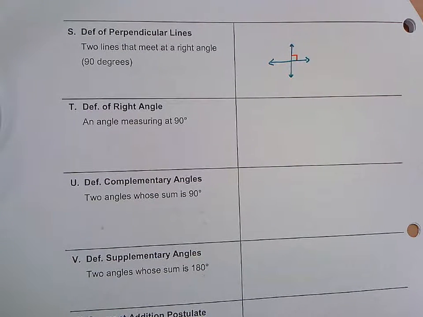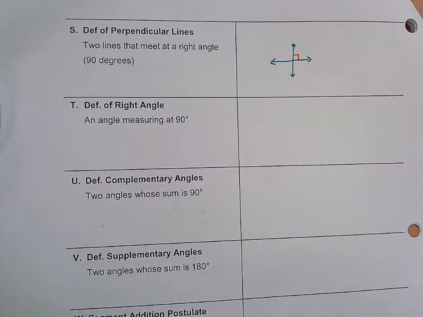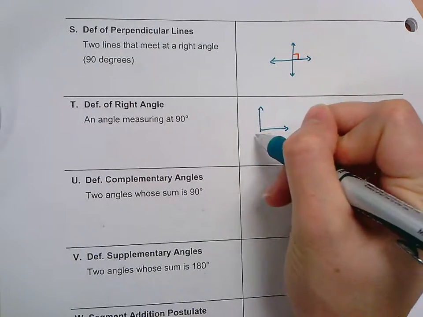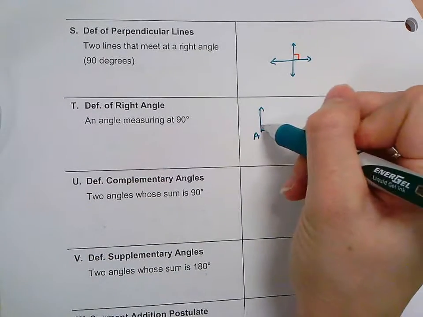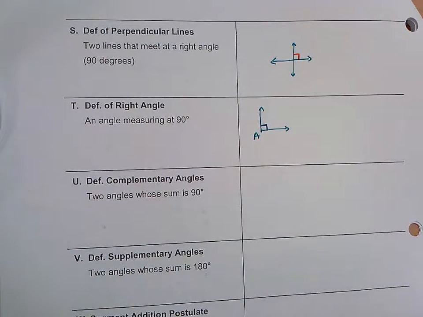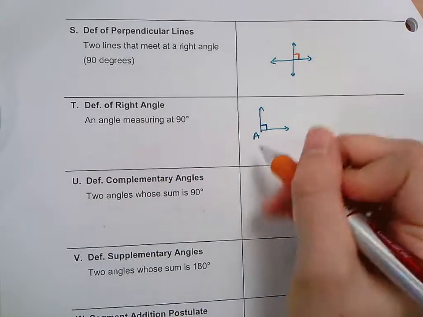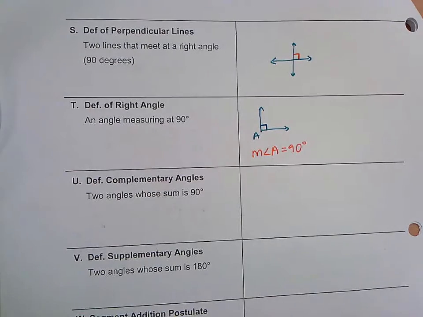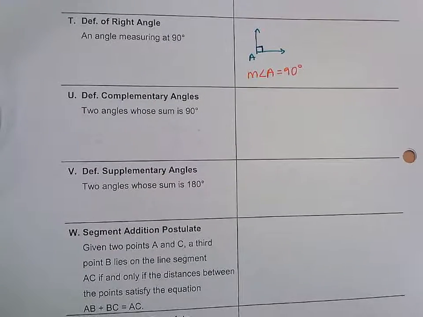Definition of a right angle is an angle that measures 90 degrees. If you're told something is a right angle, you can conclude that it equals 90 by definition of a right angle. If I'm given this picture, and this is angle A, and I have the right angle symbol there, my conclusion is the measure of angle A is equal to 90 degrees by the definition of a right angle.